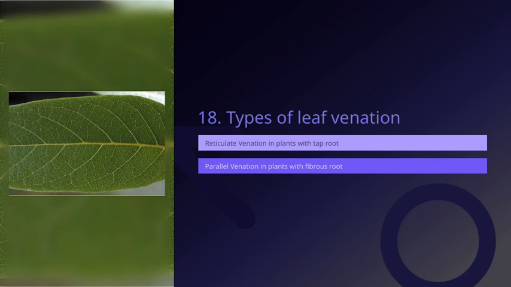Connecting these points to the overall theme, understanding the different venation patterns helps us identify and classify plants more effectively. It's fascinating how these structural differences are closely tied to the plant's root system and overall adaptation to their environment.